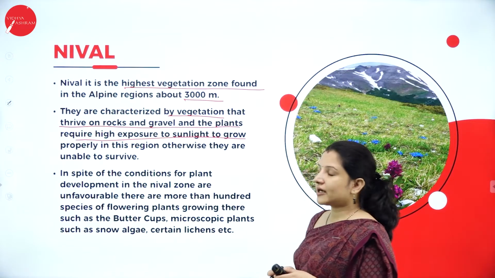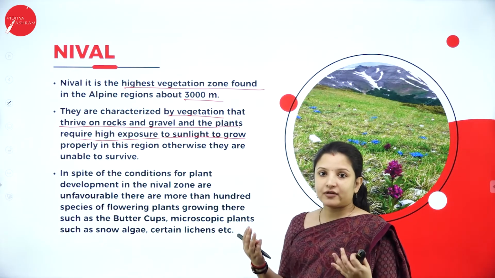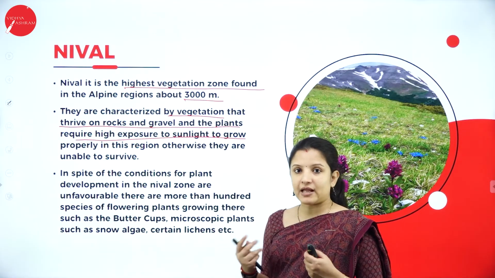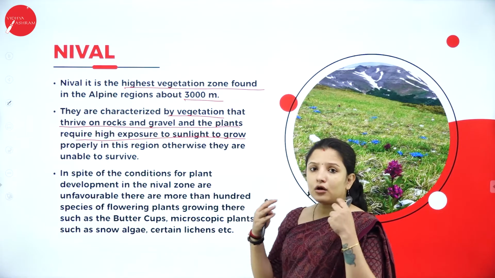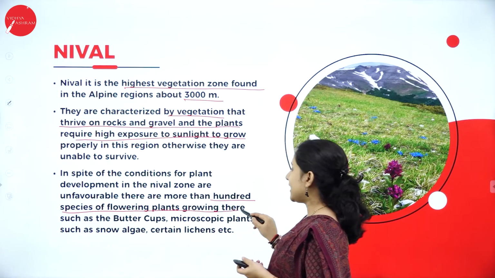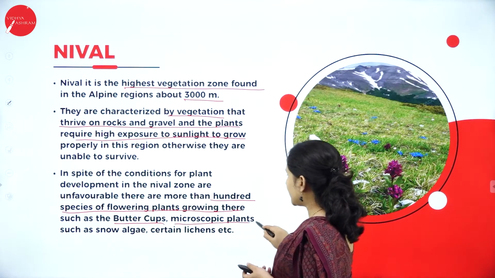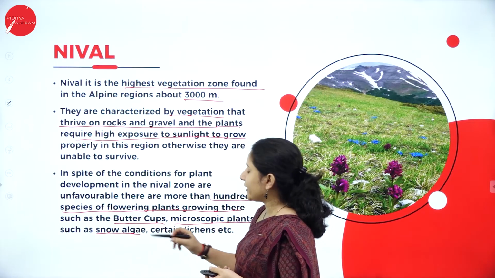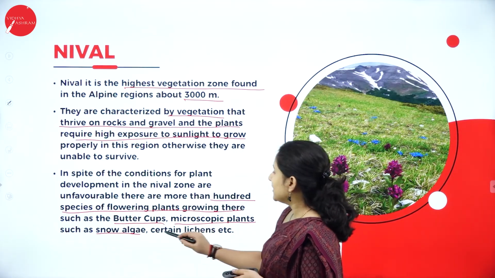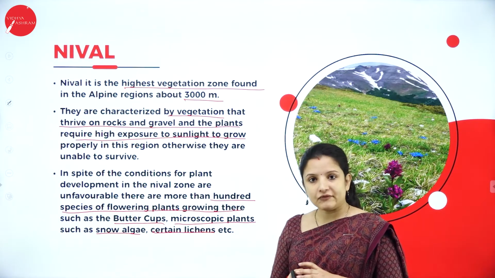So in spite of the conditions for plant development in the Nival zone being unfavorable, though the climatic condition is not that favorable for plant development, there are a lot of, that is more than 100 species of flowering plants growing there, such as the buttercups, and microscopic plants such as snow algae. Microscopic means very, very minute plants such as the snow algae, some of the lichens, etc. All these tend to grow in the Nival region.